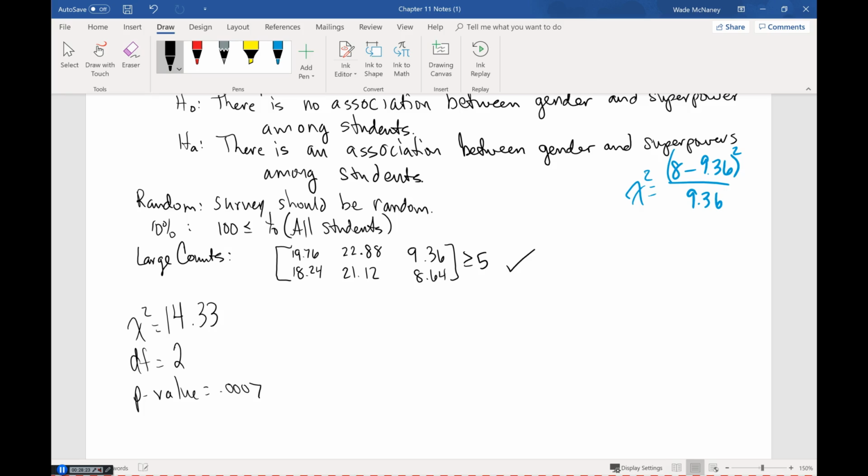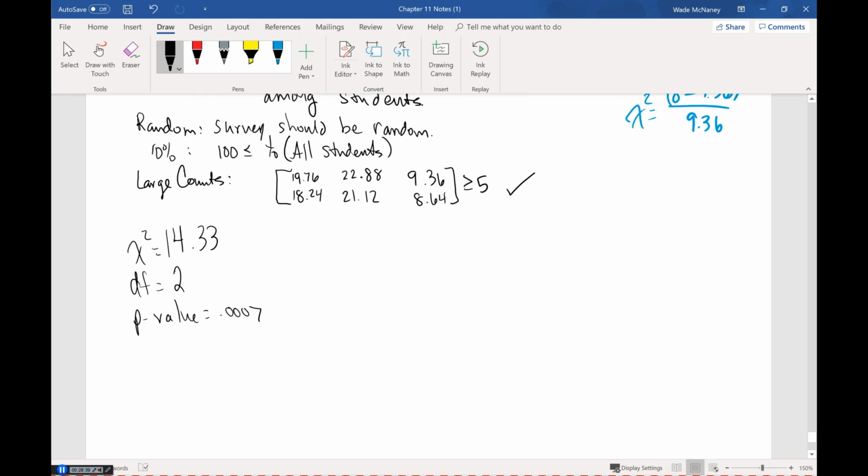So all those values are greater than 5. The large counts condition is met. Because all my conditions are met, now these values down below are valid. We can go ahead and sketch our curve. Chi-squared value 14.33 with that p-value is going to be way over here to the right with a really small area. My chi-squared value is 14.33. What can we conclude?